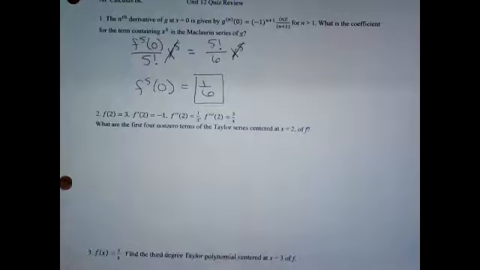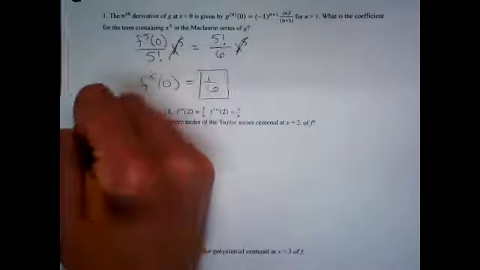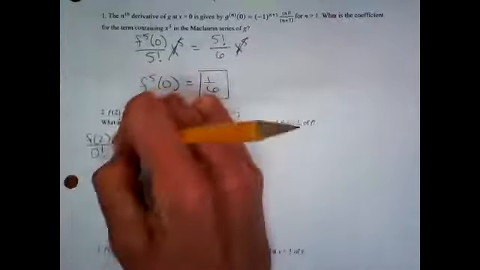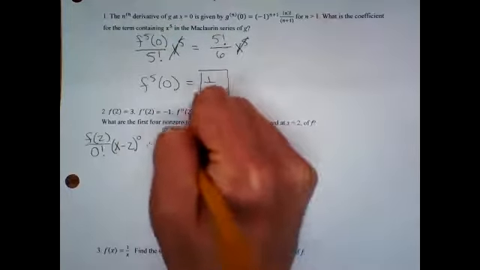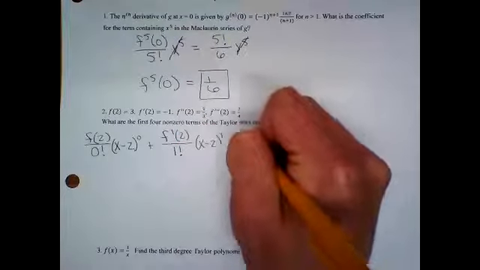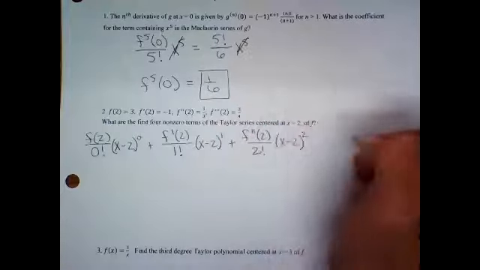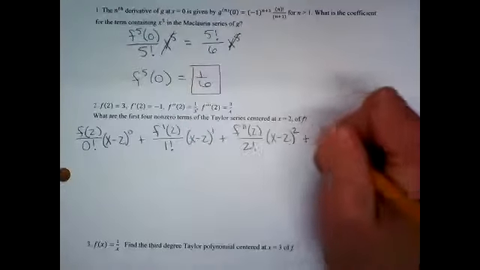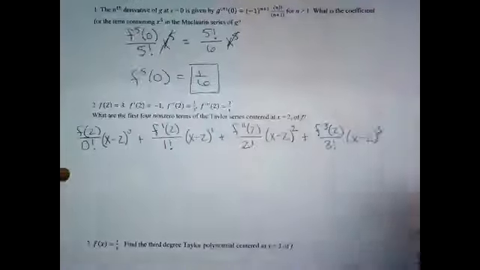What are the first 4 non-zero terms of the Taylor series? Okay, this one's not centered at 0, it's centered at 2 of f. I'm going to write the whole thing out. All right, so we want f of 2 over 0 factorial x minus 2 to the 0, plus the first derivative at 2 over 1 factorial x minus 2 to the first, plus second derivative at 2 over 2 factorial x minus 2 squared. Wait, how much further do I have to go? 2 through 4. Okay, one more. Plus the third derivative at 2 over 3 factorial x minus 2 to the third.